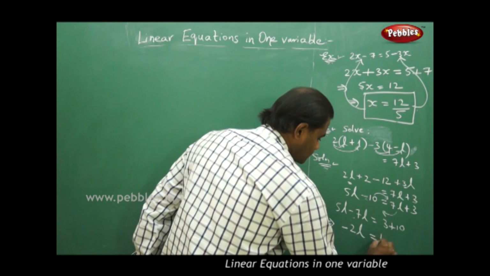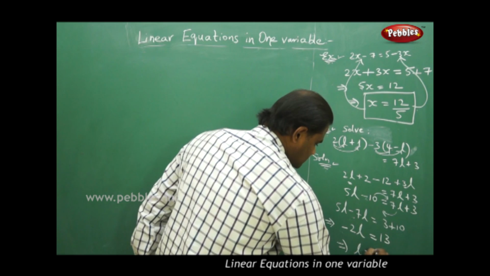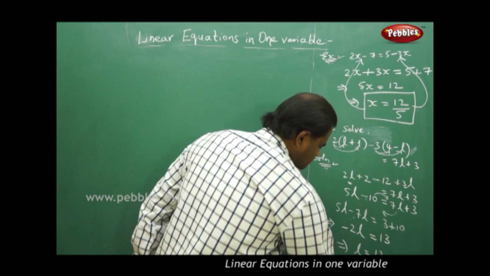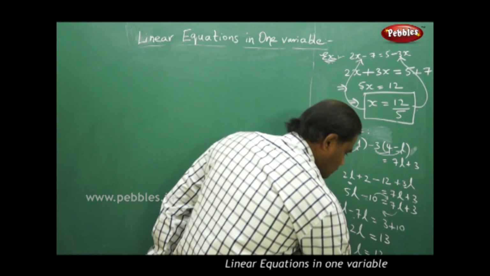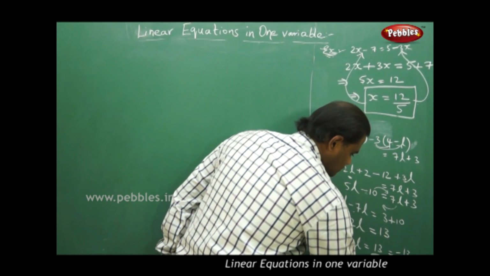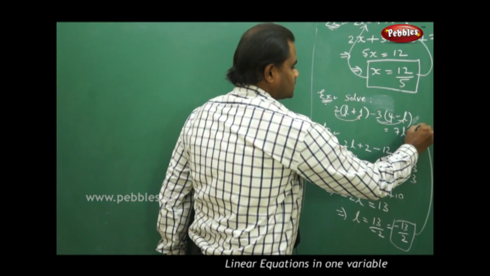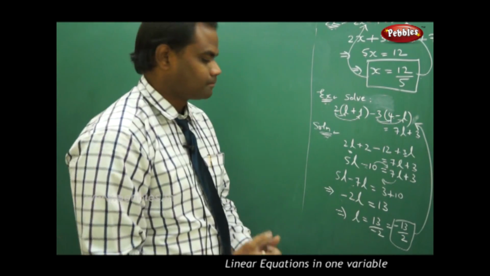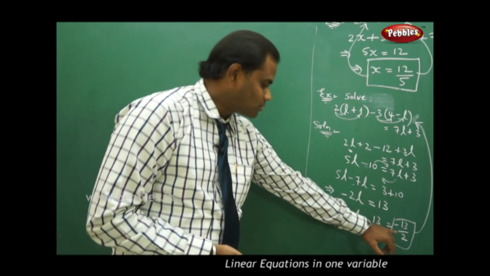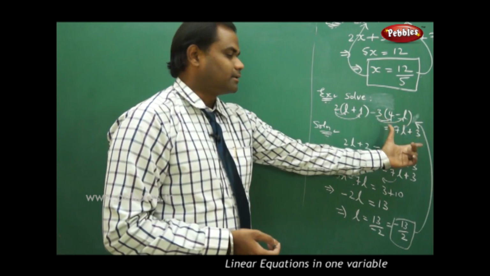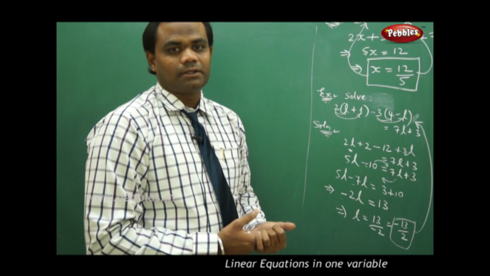Next, 3 plus 10 is 13, therefore I get L as 13 by negative 2, which can be written as, with the minus taken to the numerator without affecting the equation, negative 13 over 2. So this is my value of L, which satisfies this equation. So this is how we solve, and verification is done by substituting this on the left hand side and the right hand side and showing that they are identical on both sides.